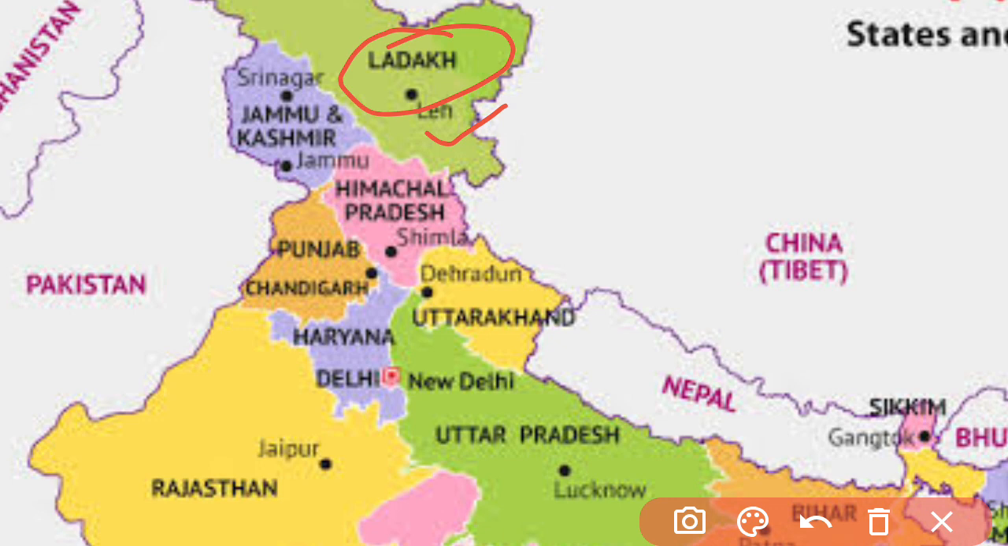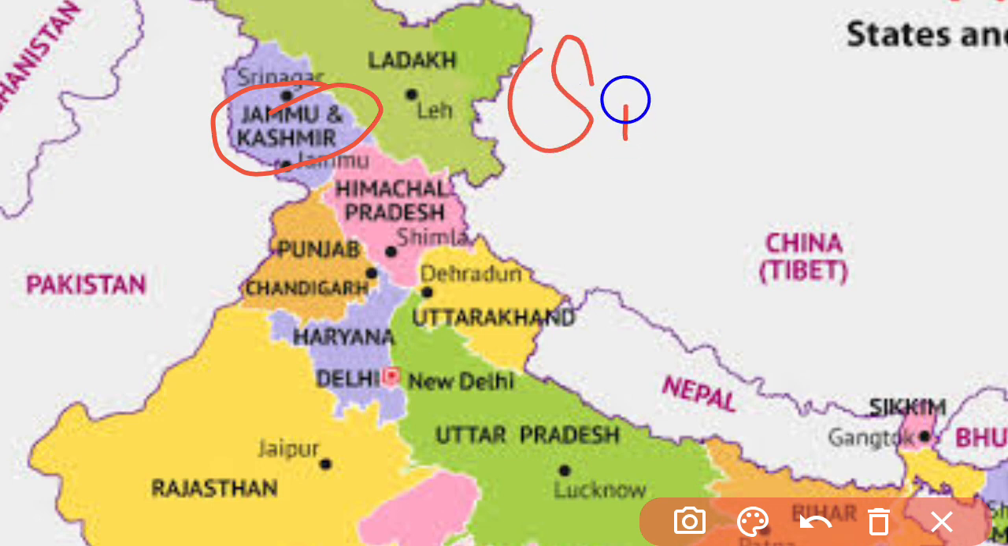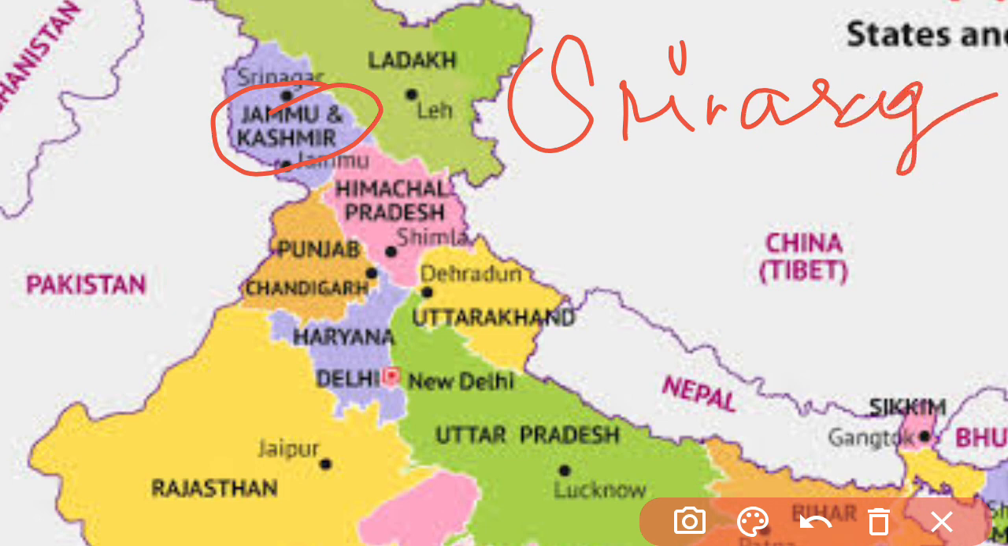The other union territory is Jammu and Kashmir. Earlier, you know, Jammu and Kashmir used to be a state, but now it has been made a union territory, and its capitals are Srinagar and Jammu. This is very important. You have to remember this.